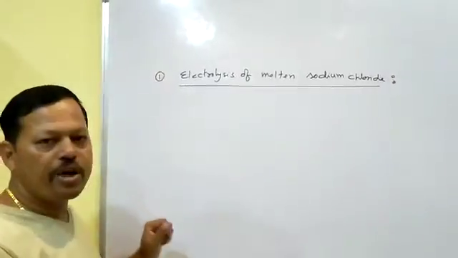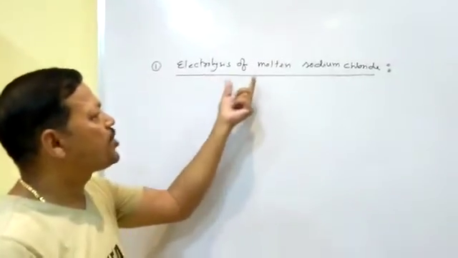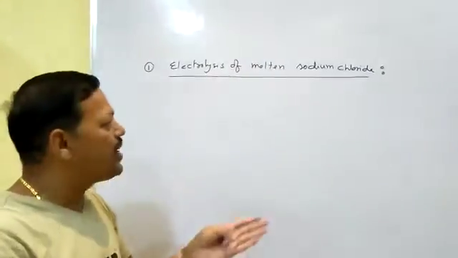Okay students, you have already learned about electrolysis and how to do electrolysis. Now I will do electrolysis of molten sodium chloride. Molten means it should be in melt condition.